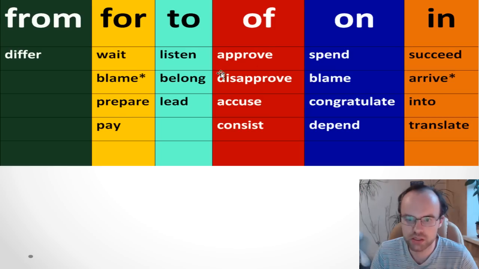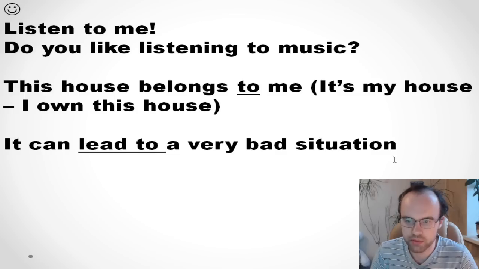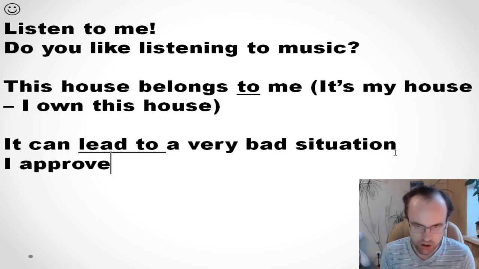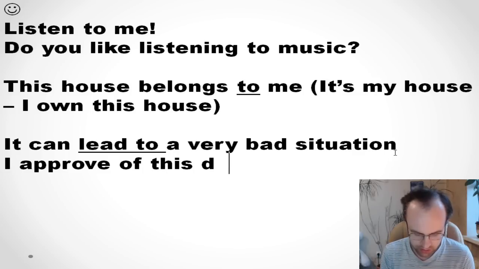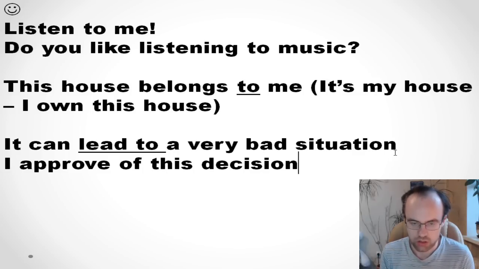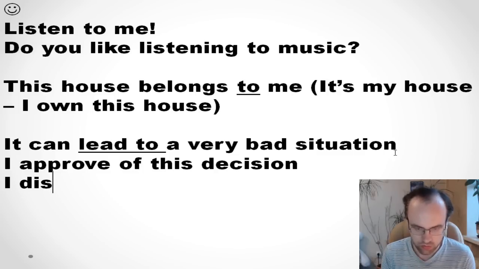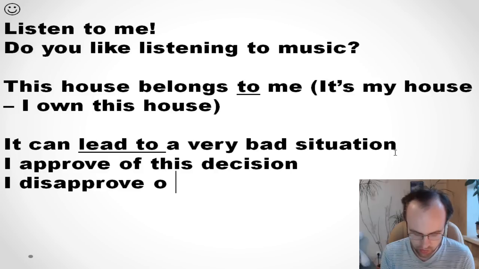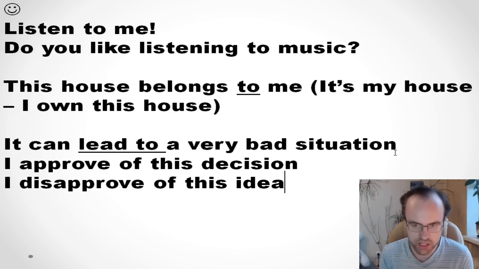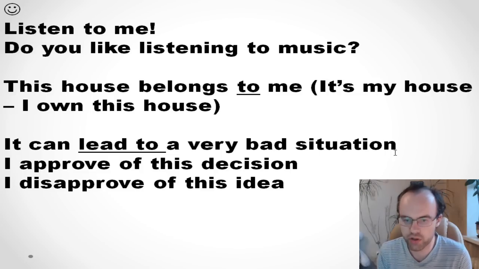Well, so what's next? Of. We say approve of or disapprove of. For example, I approve of this decision. Or you can say I disapprove. I approve of this decision means, okay, it's normal. If you say I disapprove of this idea, it means that you don't like it. It isn't okay for you. Okay, I disapprove of this idea.